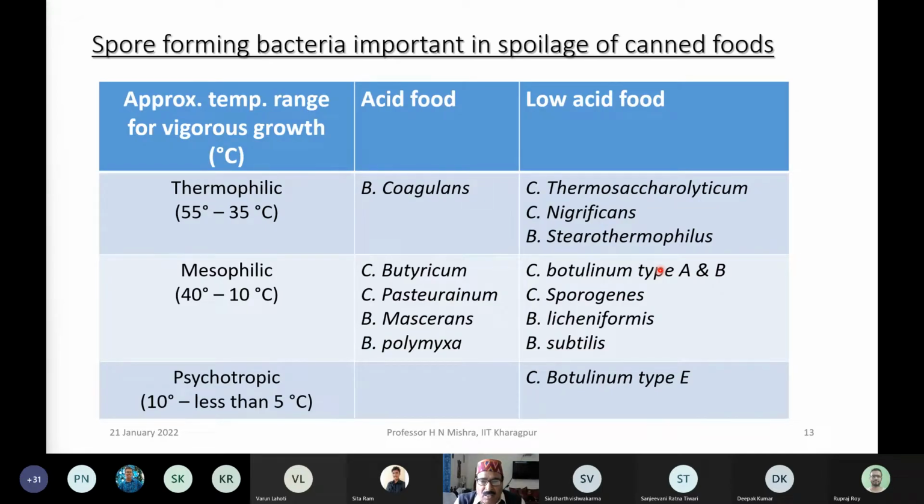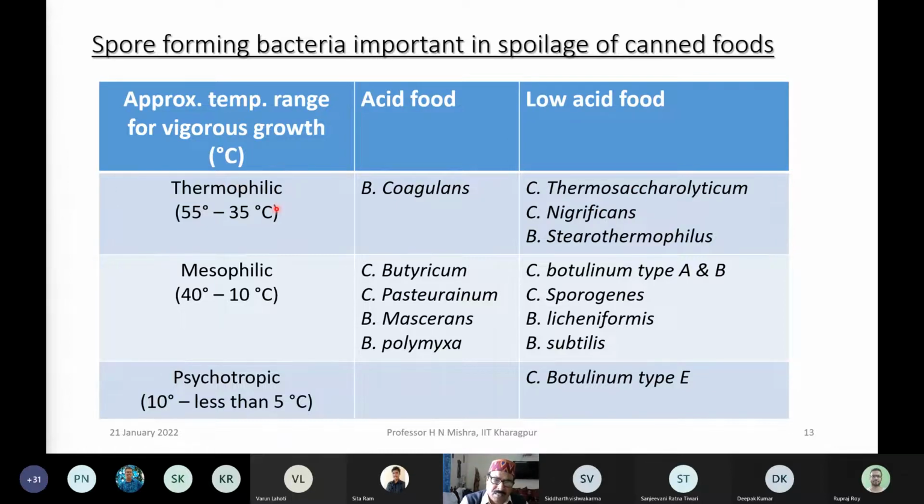Here is a summary of the bacteria important in spoilage of canned food. If you look at the approximate temperature ranges for thermophilic, mesophilic, and psychrotrophic or psychrophilic organisms, thermophilic is above 35, in general 40 to 55, with the optimum being 49 to 55. In acid food it is Bacillus coagulans, and in low acid food it is Clostridium thermosaccharolyticum, Clostridium nigrificans, and Bacillus stearothermophilus. So these are the thermophiles.